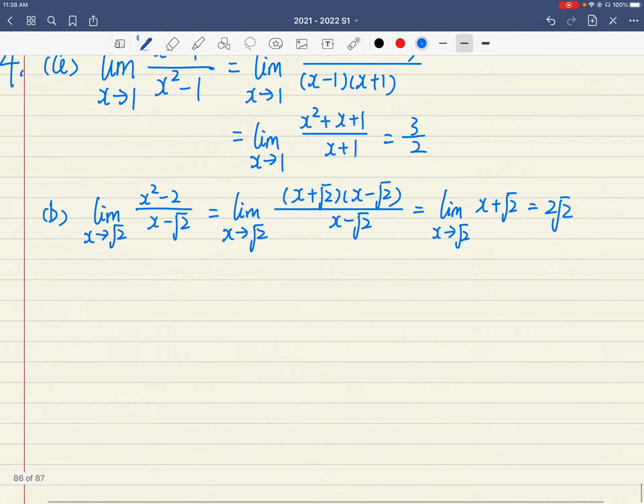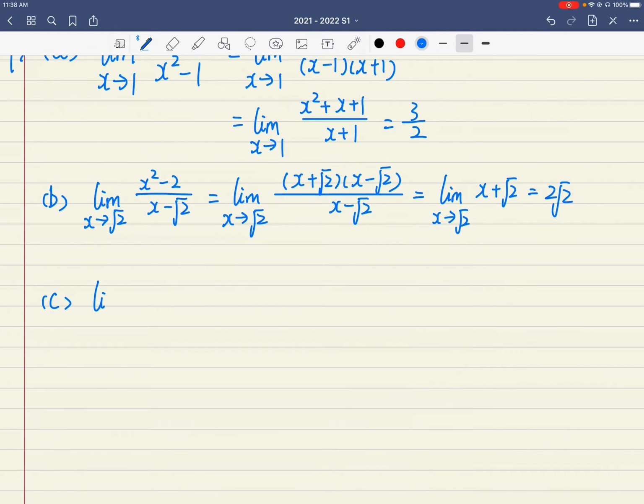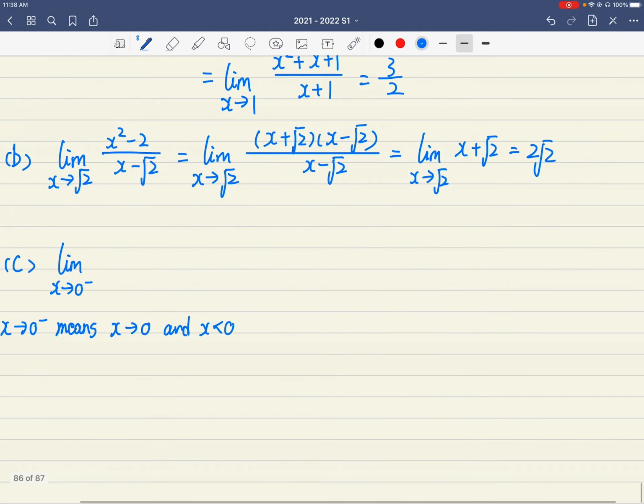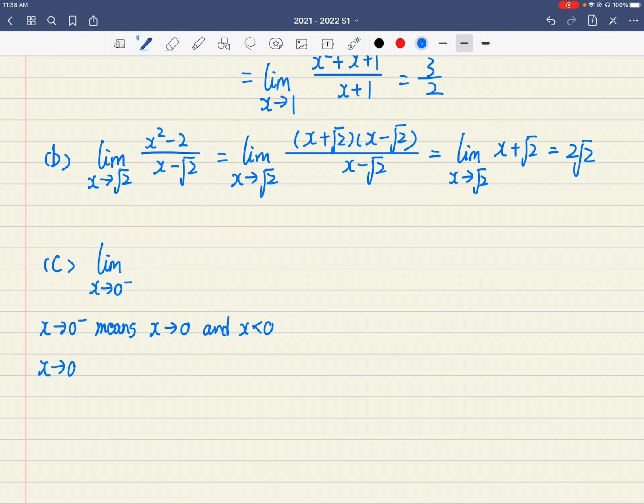Eliminating common factors. So part C, limit as x is approaching 0 from the left-hand side. Last week we talked about what it means if x is approaching 0 from the left-hand side: x is approaching 0 and x is always slightly smaller than 0. If x is approaching 0 from the right-hand side, that means x is approaching 0, but x is always slightly greater than 0.